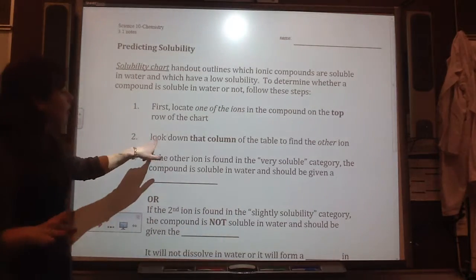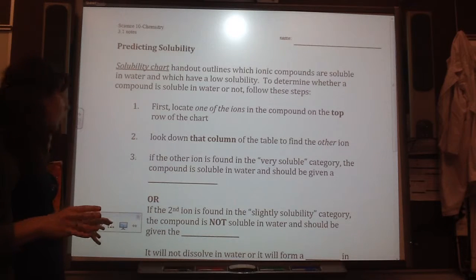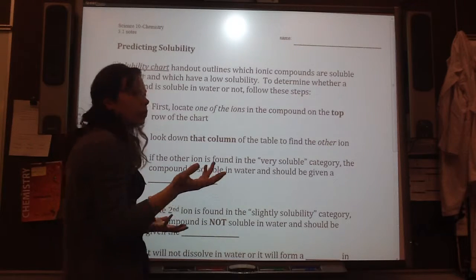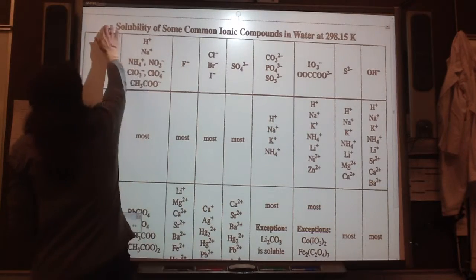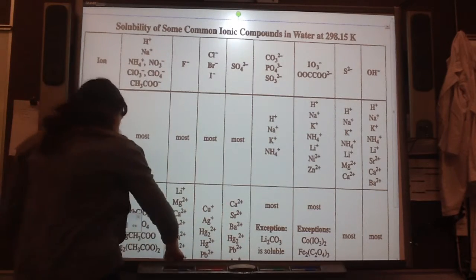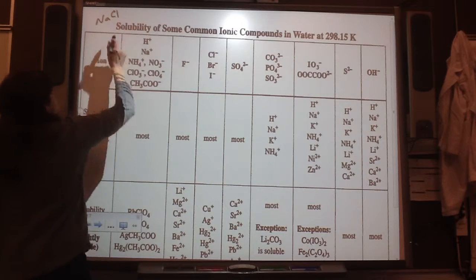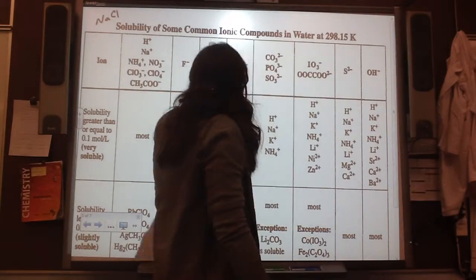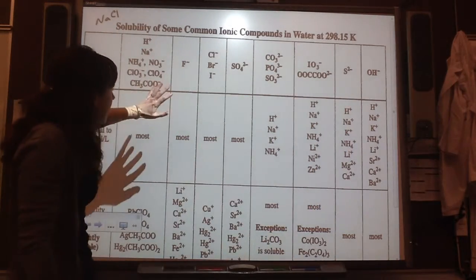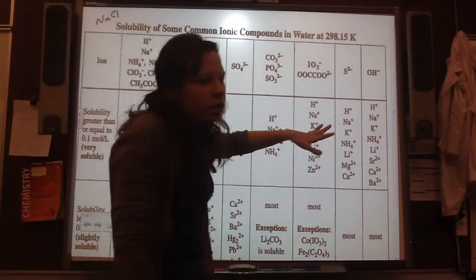Then the second thing is look down that column of the table to find the other ion. So say, for example, we're still using sodium chloride. So sodium chloride is NaCl. Okay, so I look at this top chart, and can I find either Na or Cl? Yeah, I can actually see both. Let me double check.